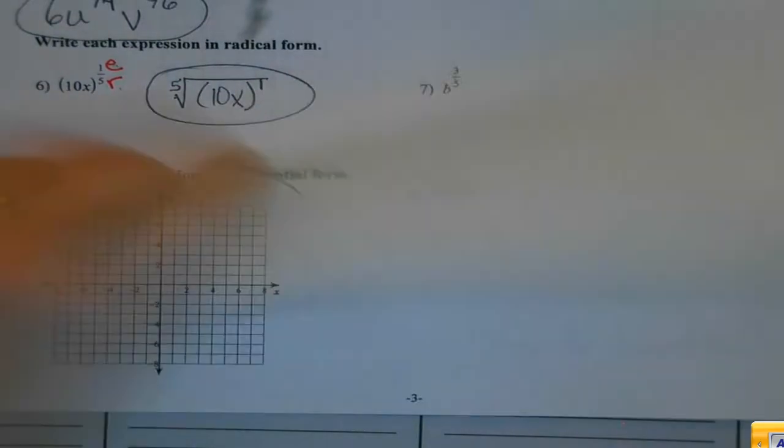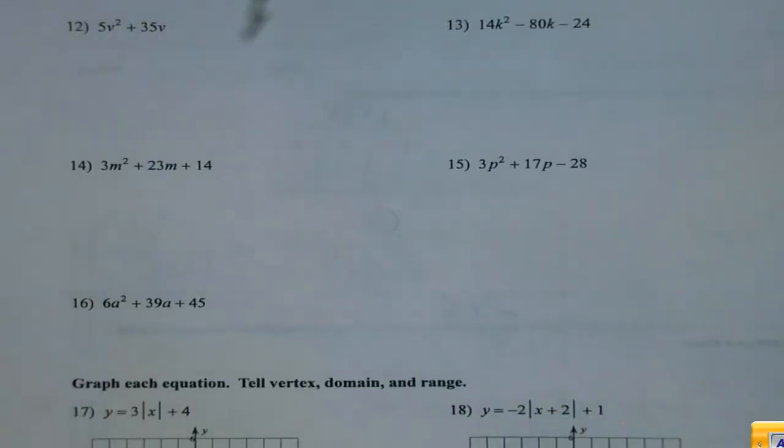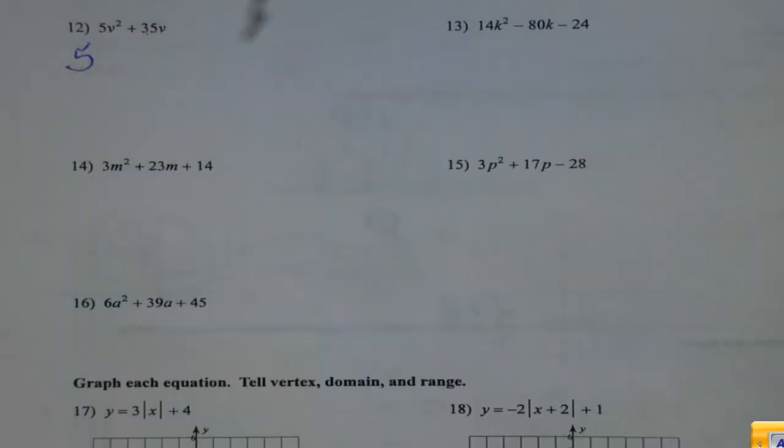All right, let's see what else we got to play with here. Oh, more factoring. All right. Again, golden rule always comes first. You're like, wait a minute. 5 and 35. Huh. I can divide 5 into both of those.